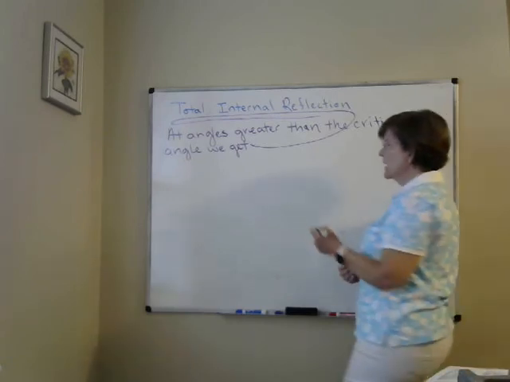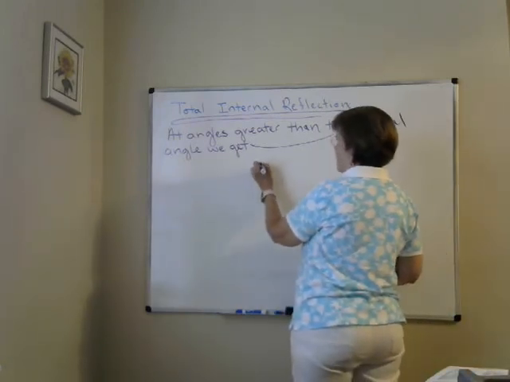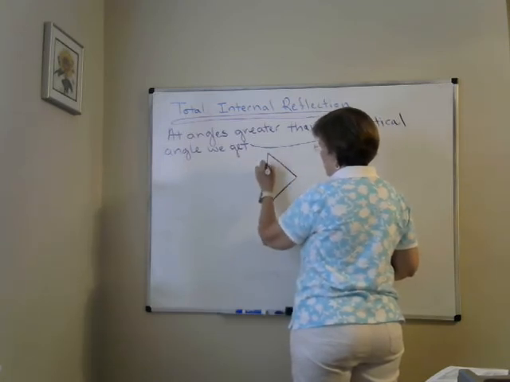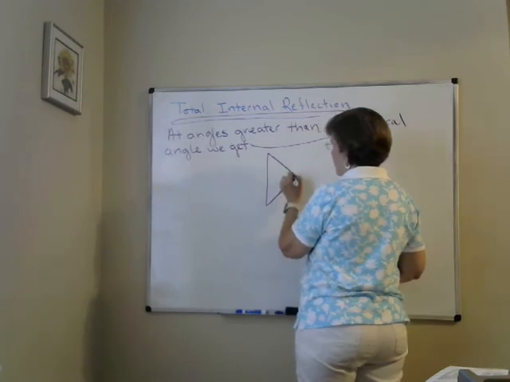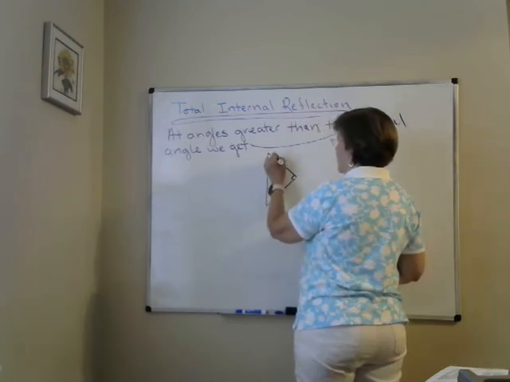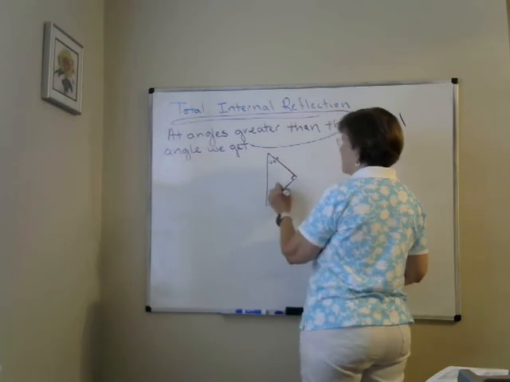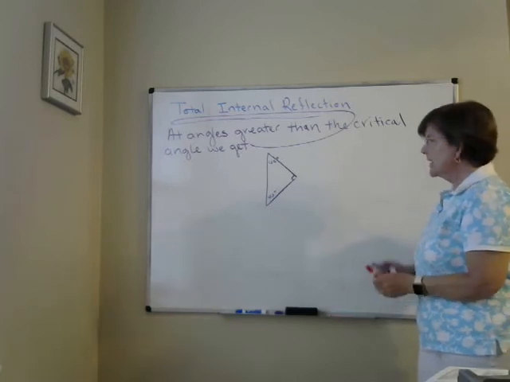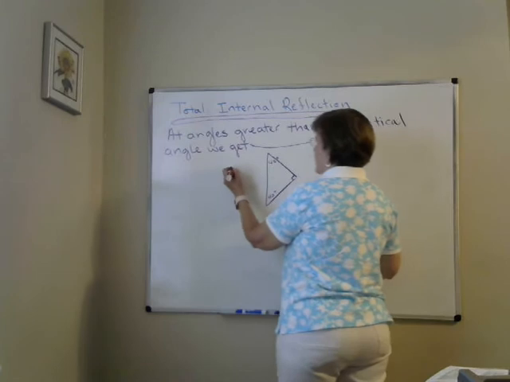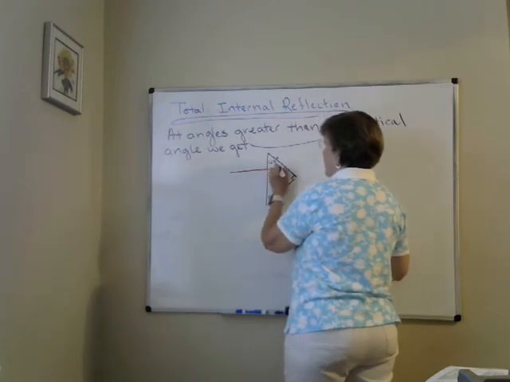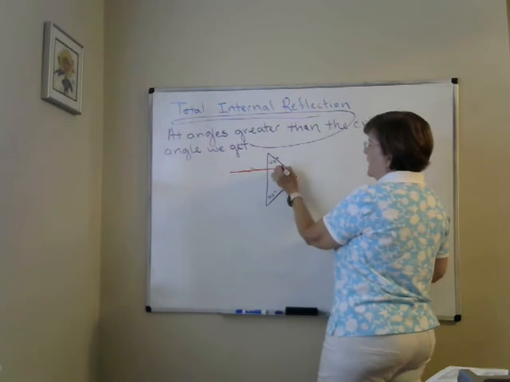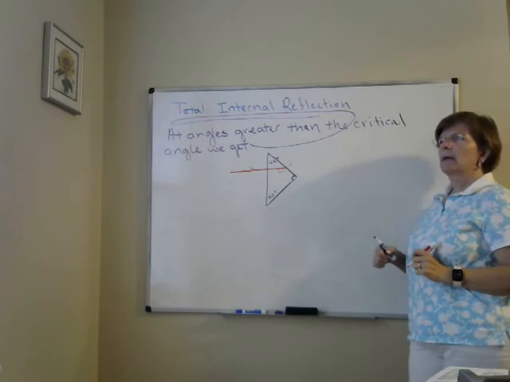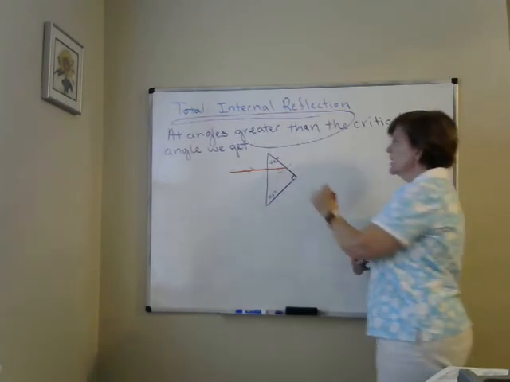So let's suppose I have a right triangle prism. Now, a right triangle prism looks like this. I may not draw it perfectly. It's got a right angle here, 45 degrees, 45 degrees. It's a 45, 45, 90 prism. Well, if I send a beam of light in, just like this, as a straight beam, that angle with the normal right there is 45 degrees. And the critical angle is 42. So none of the light comes out.